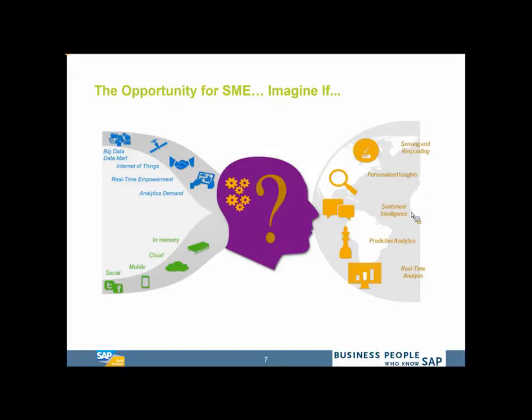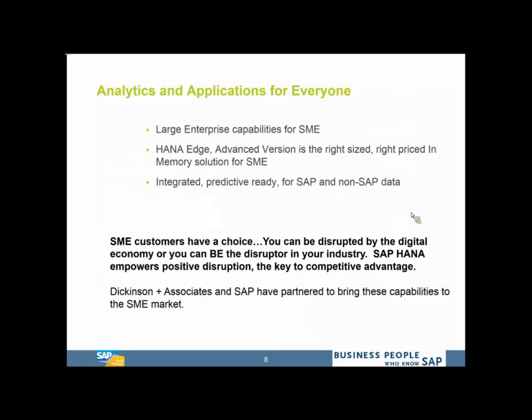So when we describe SAP HANA Edge, the term that comes to mind is analytics and applications for everyone. And I really want to drive this point home. HANA Edge is large enterprise capability for the small and medium enterprise. So when we say it's right size, that means you can get up to 128 gigabytes of compressed data and 512 gigabytes of dynamic storage, meaning hot and cold data. People are familiar with those terms.